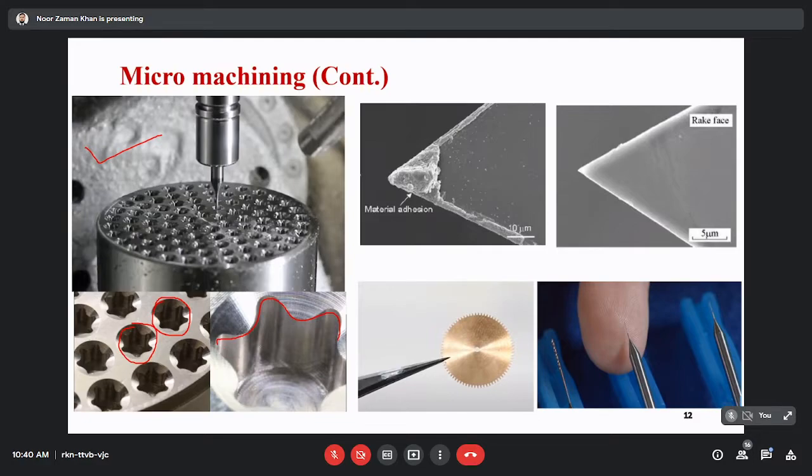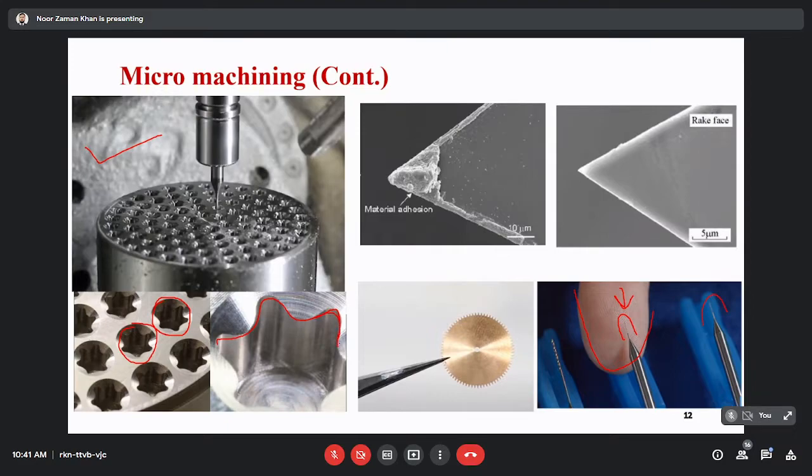So if you see the micron size tool, if you compare the tool with your finger, this is the micron size tool. See this one. I think it should be around 100 micrometer. If you talk about the diameter of this drill bit or end mill, the diameter is around 100 micrometer. So they have used this end mill in order to produce this complex shape inside the hole.